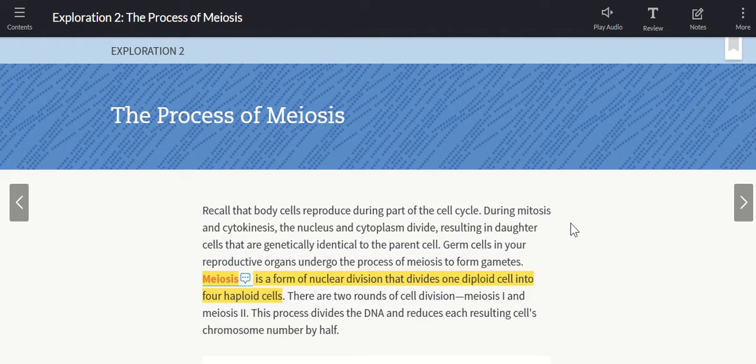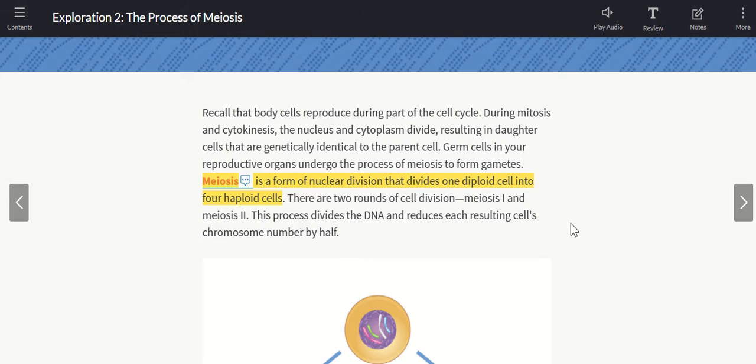And so how do we divide up those homologous chromosomes, and specifically, how do we then create the sex cells that we need in order to reproduce? So that's what we're going to look at here in Exploration 2, the process of meiosis.